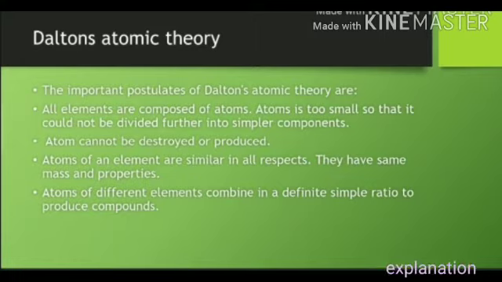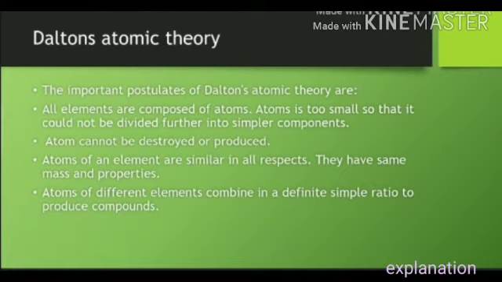In the third postulate, he said all the atoms of an element have same properties and masses. It means gold element has same atoms and silver element has same atoms. In the fourth point, he said all atoms of different elements combine in simple ratio to produce compounds. Means if hydrogen and oxygen combine, they can produce water, which is a compound.